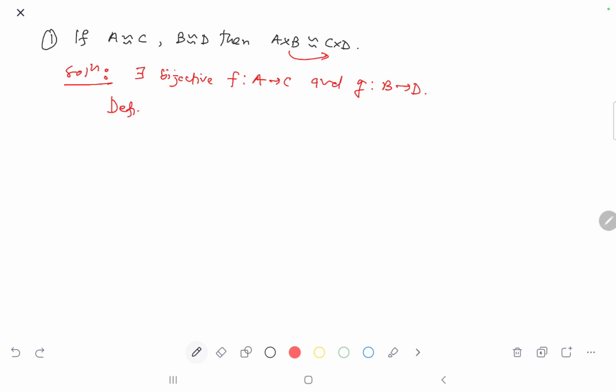Define another map h from A cross B to C cross D by h of (a, b) equals (f of a, g of b). Here f of a will be inside C, and g of b is an element of D, so the pair is an element of C cross D. Now we check whether it is injective and surjective, then we can decide that this is equipotent with this. Let me check injectiveness first.